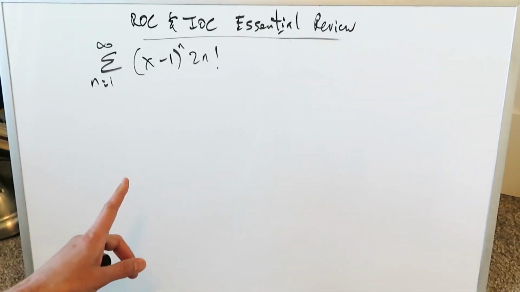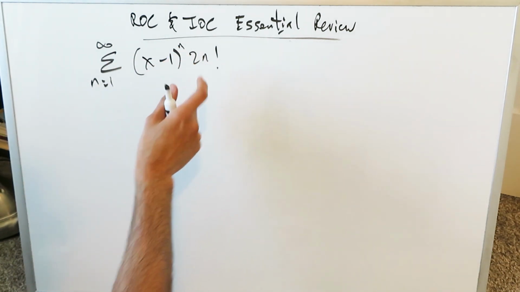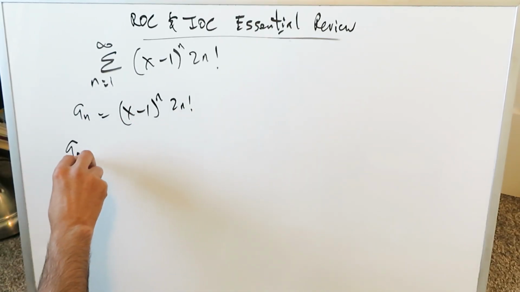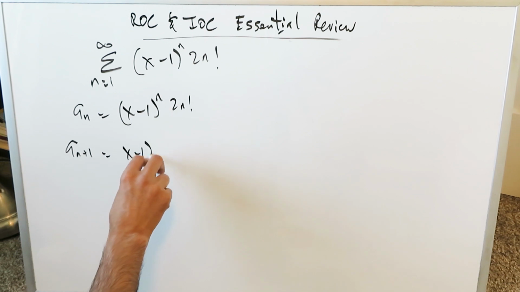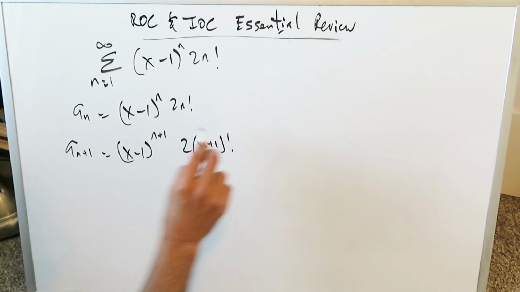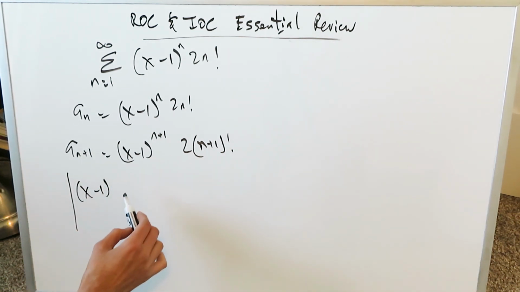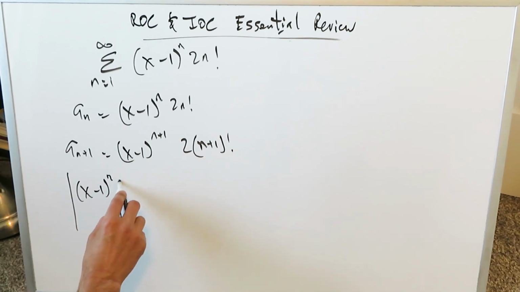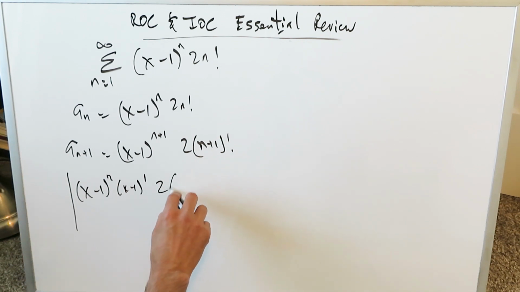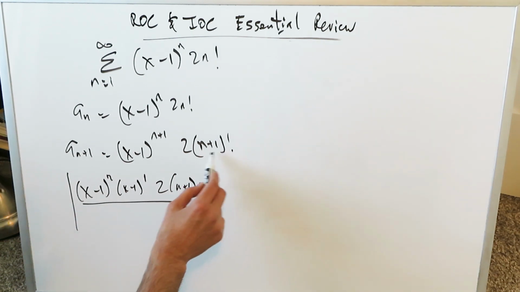For the last question, we've modified everything to this now: from 1 up to infinity, x minus 1 to the power of n times 2n factorial, and that represents your nth term. Your n plus 1 term will obviously be x minus 1 to the power of n plus 1, and then 2n plus 1 factorial. You have to do the ratio of these two. We'll spread them out using laws of exponents. This is to the power of n, and it's to the power of 1. And then here you're going to have 2 times n plus 1, and then n factorial.